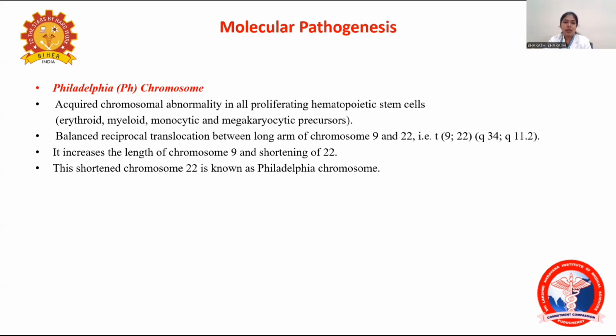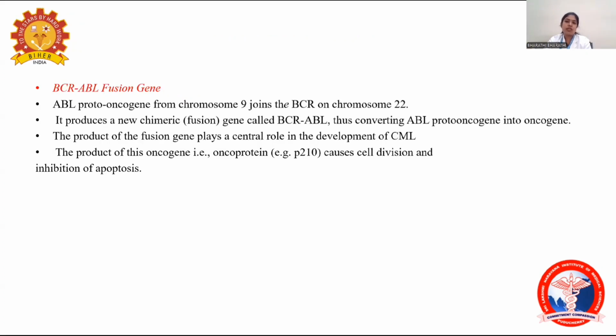So this acquired chromosomal abnormality is seen in all the proliferating hematopoietic stem cell lines such as erythroid, myeloid, monocytic and megakaryocytic precursors. Okay. So there is a balanced reciprocal translocation between the long arm of chromosome 9 and chromosome 22. Because of the translocation, there is an increase in the length of chromosome 9 and there is shortening of chromosome 22. This shortened chromosome 22 is called the Philadelphia chromosome. I'll show you the picture.